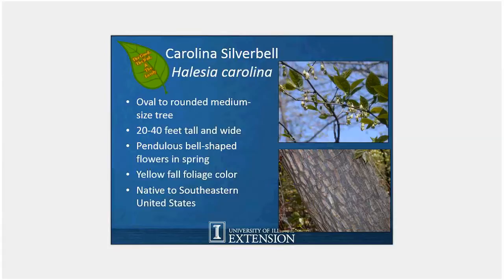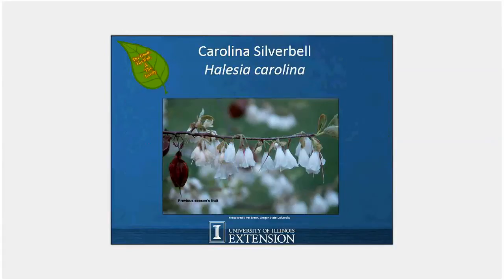Growing in full sun to part shade, preferring acidic, moist soils, but it will grow in a variety of soils as well. And that's Carolina Silverbell. And this is the white, bell-shaped flowers showing with the previous season's fruit hanging from the branch as well.